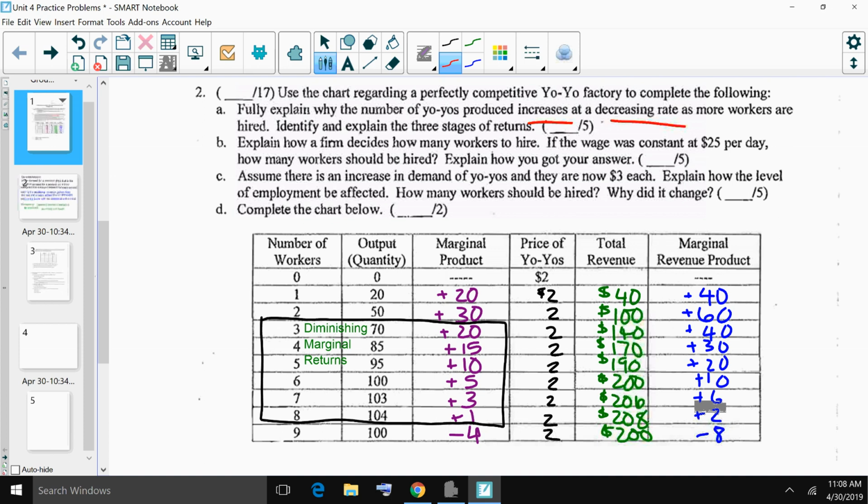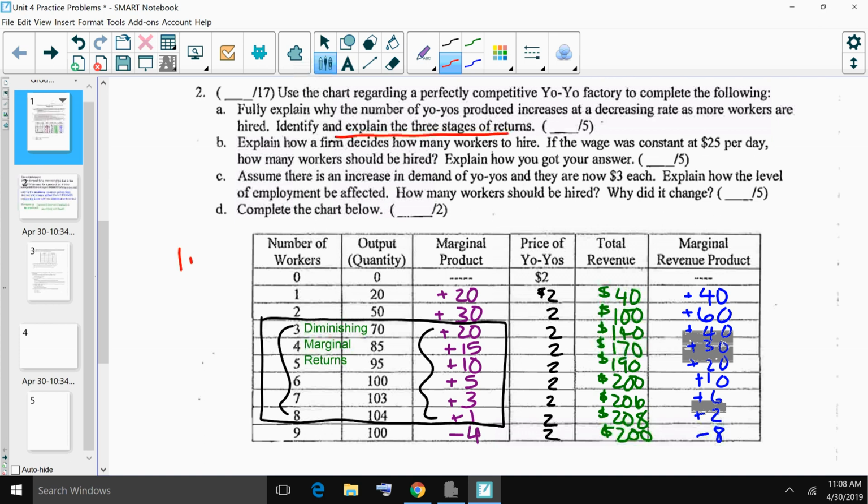And that's because your number of workers is going up right here. This is going up, but this is going up at a decreasing rate. So your productivity, you're still making more, but you're making more at a slower rate than you did before. Okay? But the question is not just about diminishing marginal returns. It also says identify and explain the 3 stages of returns. So diminishing marginal returns is that stage. Now we need to see the other 2 stages. And if you understand diminishing, the other 2 are really simple.